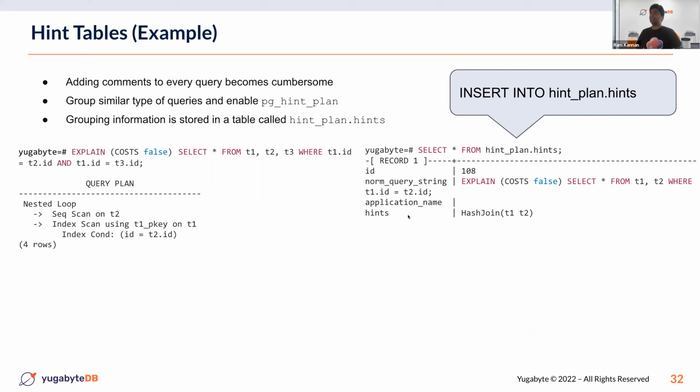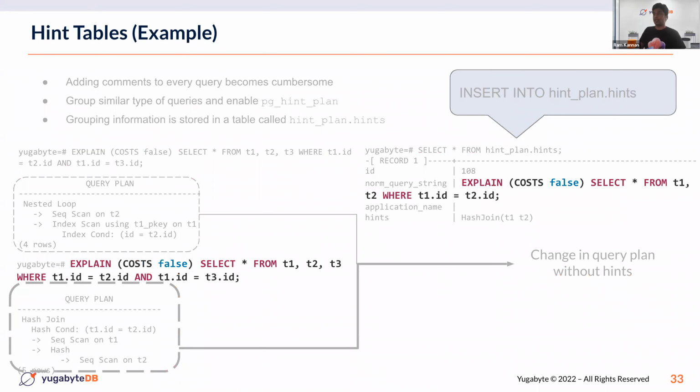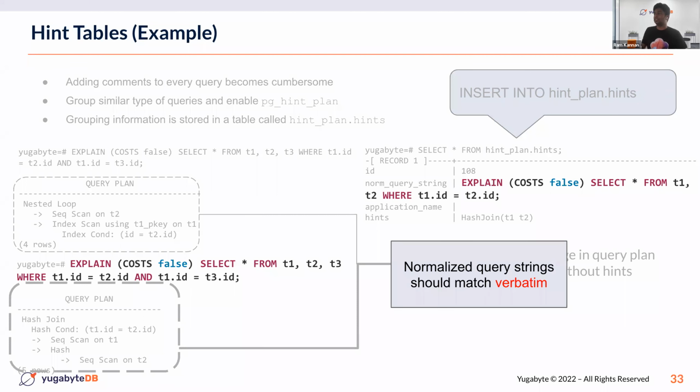You can just add them into hint tables, and whenever these queries are executed, the planner checks the hint table to see if queries that exactly match these phrases are present, and if so, it picks up the hints provided for those phrases. After adding this into the hint table, if you execute the explain plan, you can see that it automatically reverts to using hash join even without the hint phrases being present. An important aspect is that the query string in your application should match verbatim the normalized query string inserted into the hint plan hint tables. If it does, it will take the hints provided here, in this example hash join, and apply them to those queries.